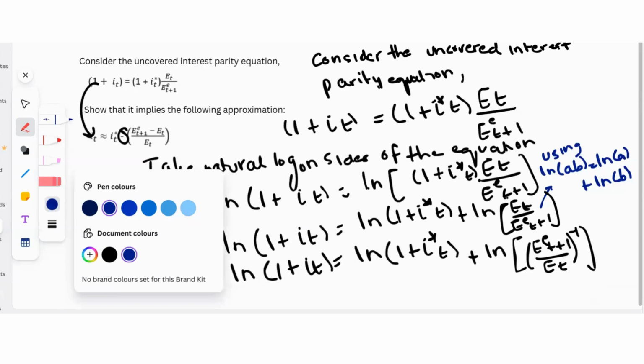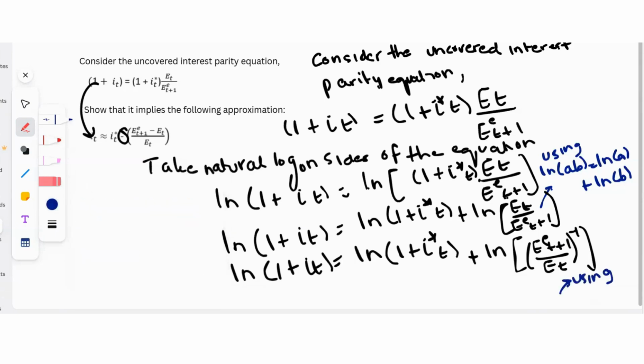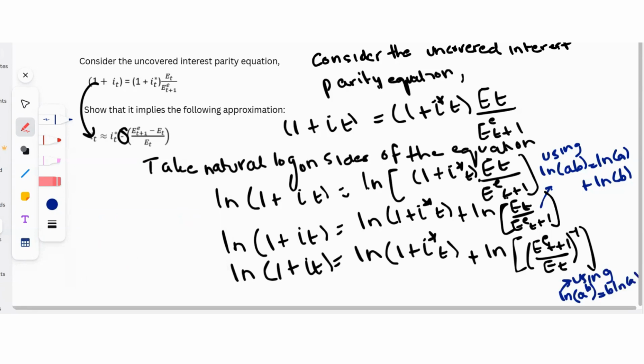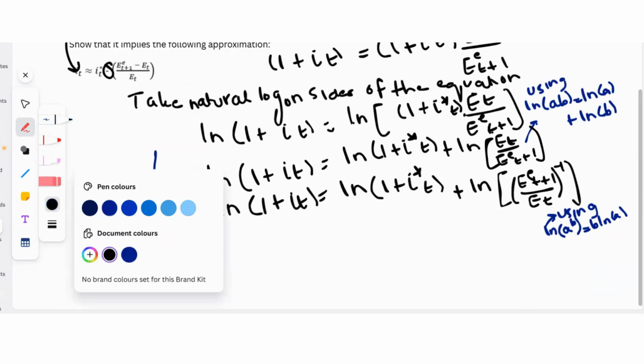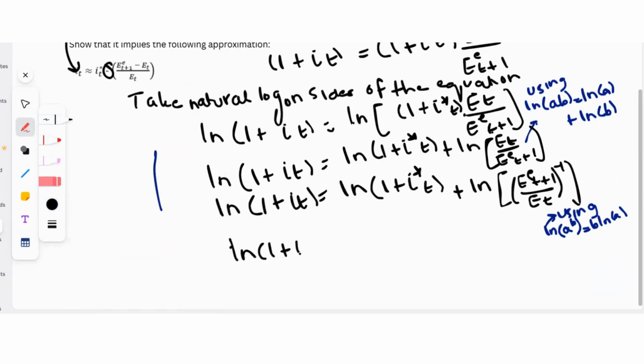Because now we can use the property that ln(a^b) is just b ln a. If you're taking the natural log of a to the power b, you can just take the power as a coefficient of the log. So this allows us to bring a minus sign over here. Now if I rewrite, this is going to be ln(1 plus i_t) is equal to ln(1 plus i*_t) minus ln(E_t+1 / E_t), so the minus, which was on the power of E_t+1 / E_t, can come out as the coefficient of ln.